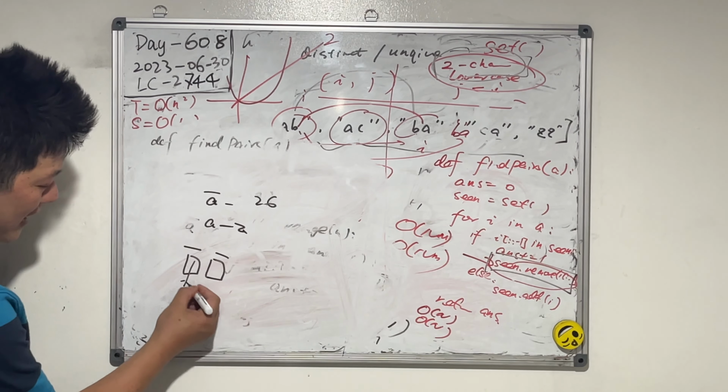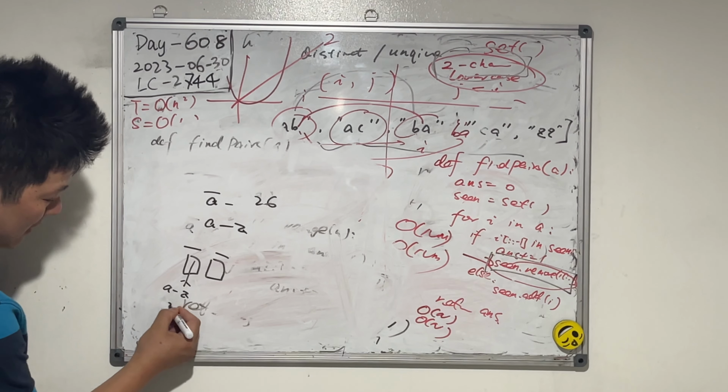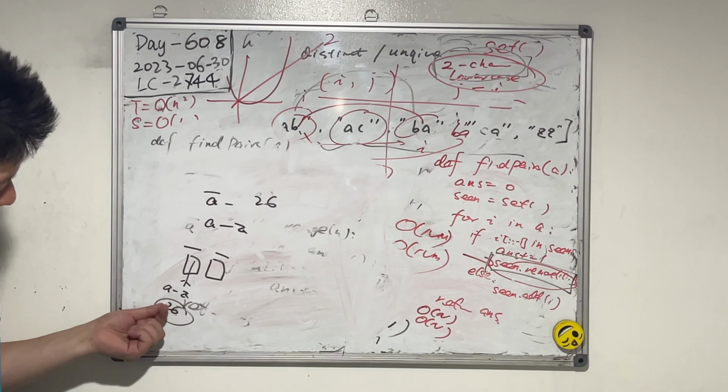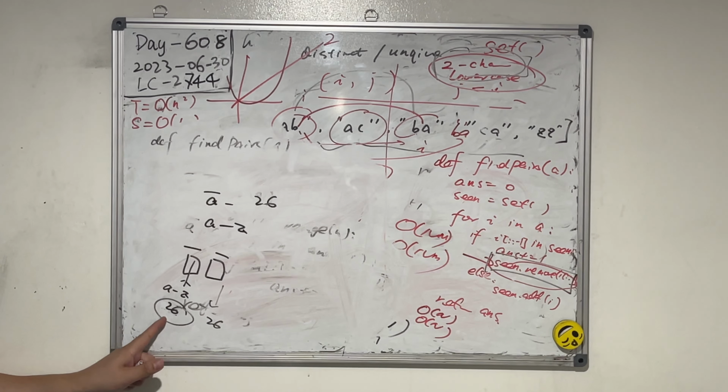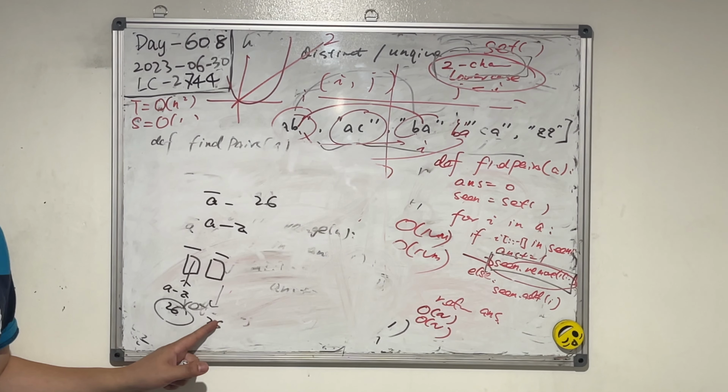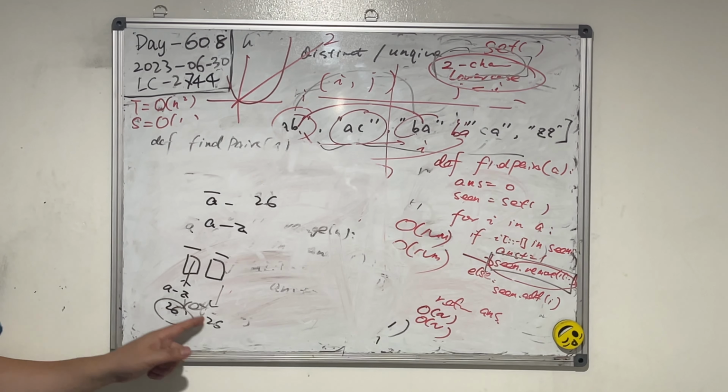Look at the first character, it has 26 possibilities, A to Z. Use a calculator. The second character has 26 possibilities. The first character has 26 possibilities. The second character has 26 possibilities. So they are 26 times 26, right?